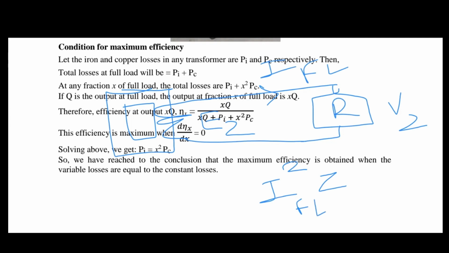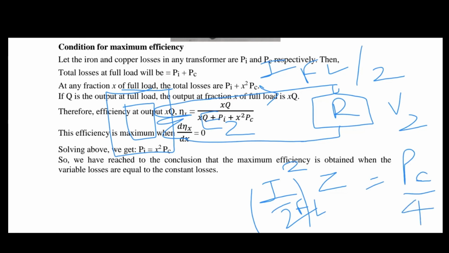Okay. But if say our transformer is operating on half load, then the current becomes half. But when the current becomes half and we square this, I by 2 square, so our copper loss, if this PC is our full load copper loss, then on half load, the copper losses become 1/4.